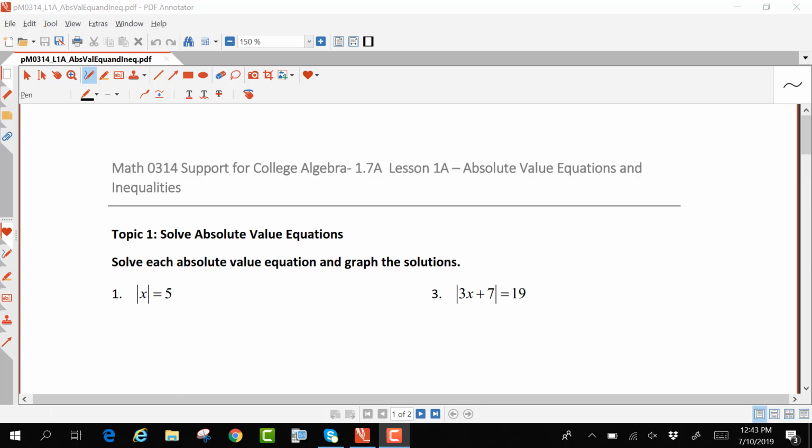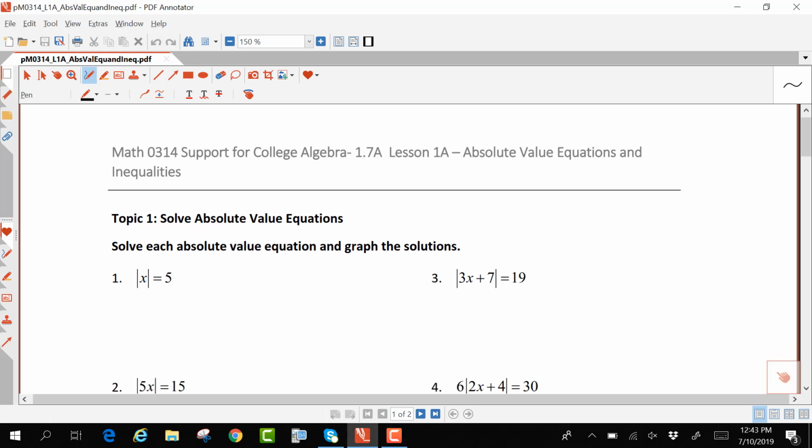Hello students, today we're going to talk about absolute value equations and inequalities. So the big new topic here is absolute value.